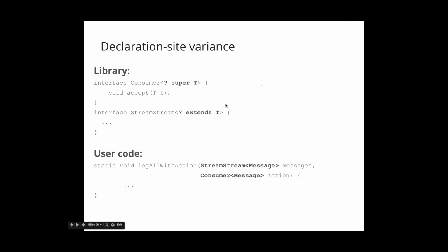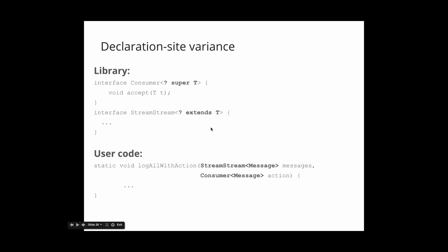The alternative is called declaration-side variance, which is popular in other programming languages, such as Scala and C#. The way it works is at the library level, you specify how the type parameter should be used. So in this case, we can say Consumer can only be used contravariantly. So when you use the Consumer interface, you don't have to say Consumer<? super Message> anymore. The compiler knows because Consumer at the library level was declared to be contravariant.